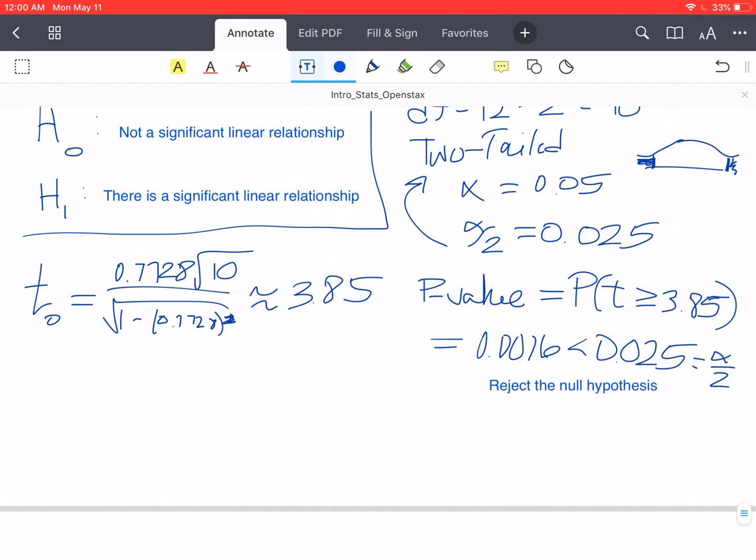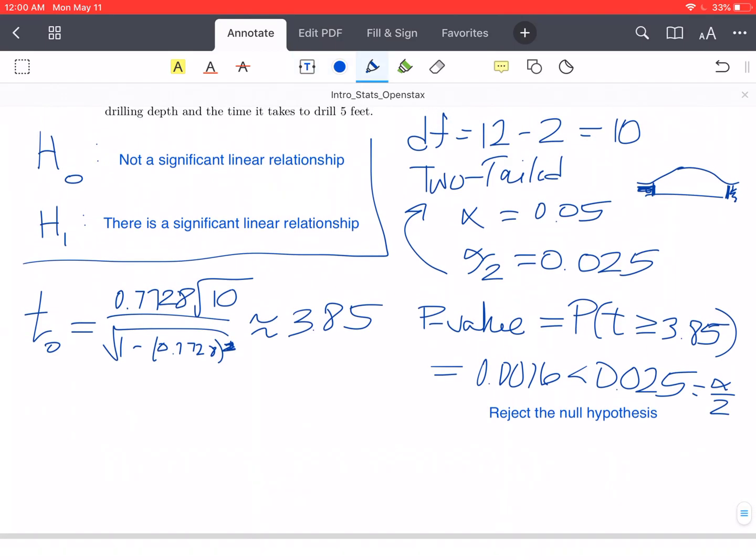Okay, so what does that mean? To reject the null in this case tells us that our initial assumption of there not being a significant relationship does not appear to be correct. It looks like that there is a significant linear relationship.